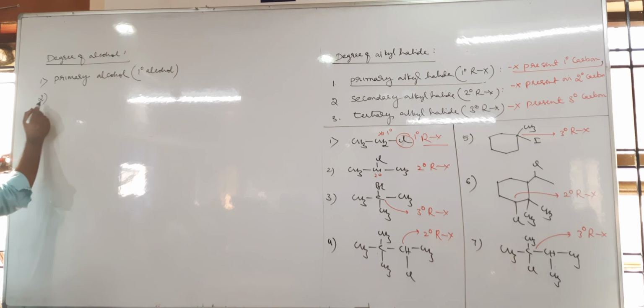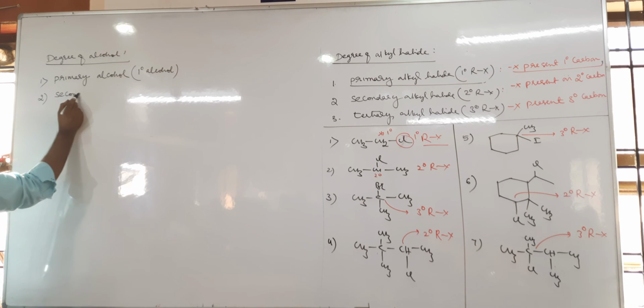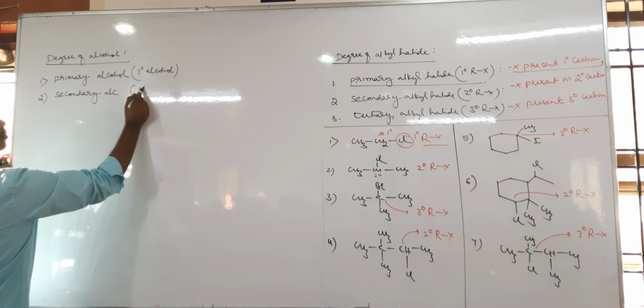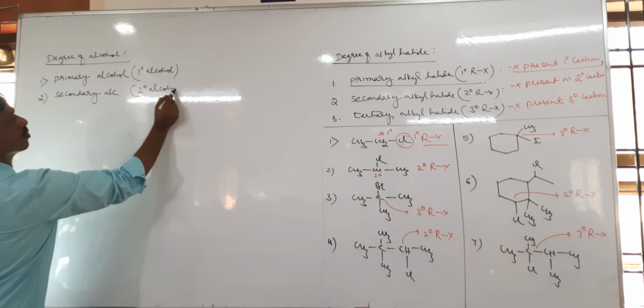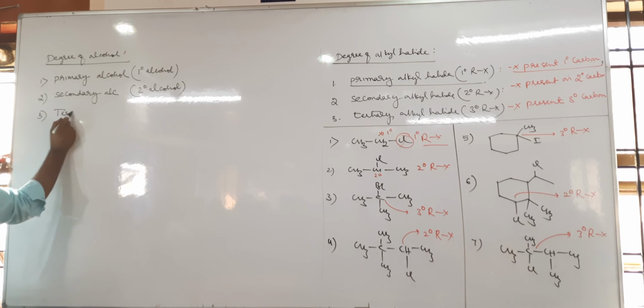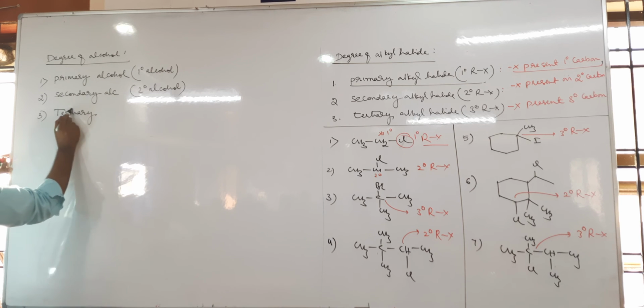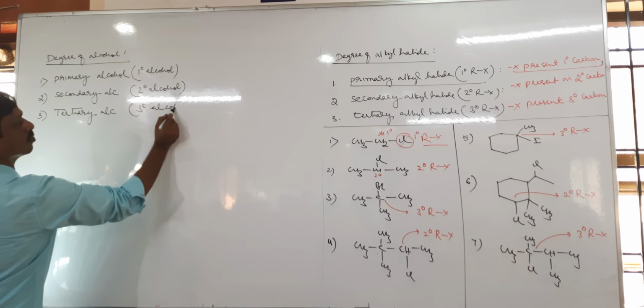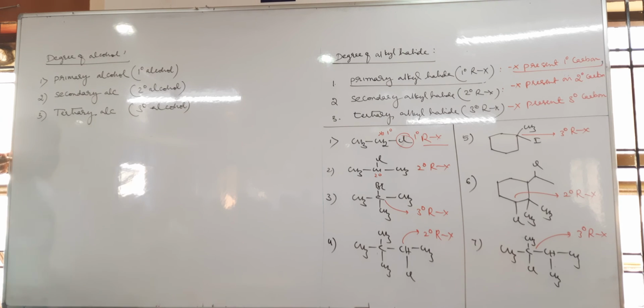Primary alcohol, okay. Is there a quaternary alcohol possible? No. So a quaternary carbon is possible, but a quaternary alcohol is not possible. Aishwarya, why?